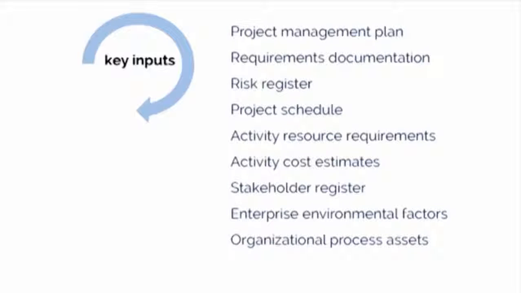Other inputs in this process include activity resource requirements, activity cost estimates, the stakeholder register, enterprise environmental factors, and organizational process assets. Along with the other aids, the organizational process assets can provide formal procurement policies, procedures, and guidelines which will direct and guide our efforts to manage procurements on the project.